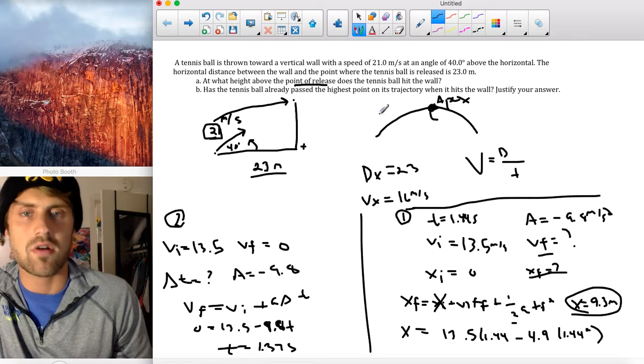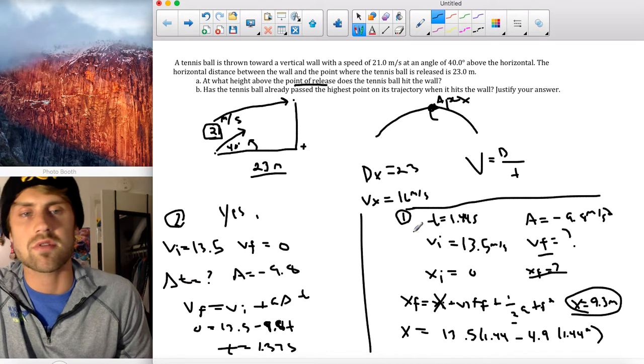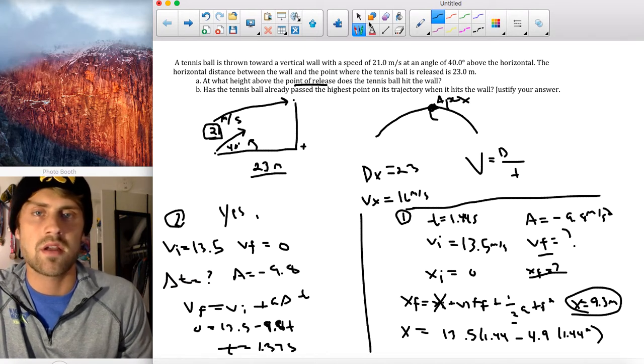At 1.44, I hit the wall. That means I have passed the apex. So I would write yes, I've hit the apex. I would hit the apex at 1.37, and we're past that time.